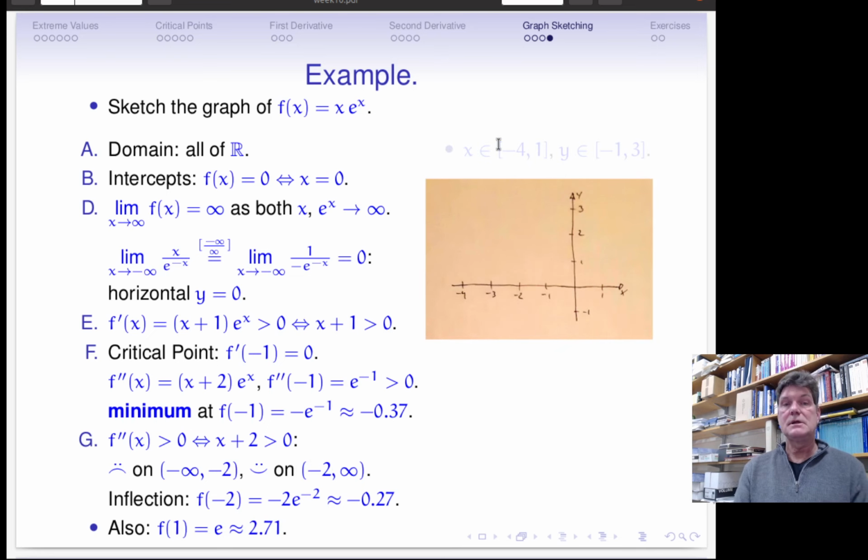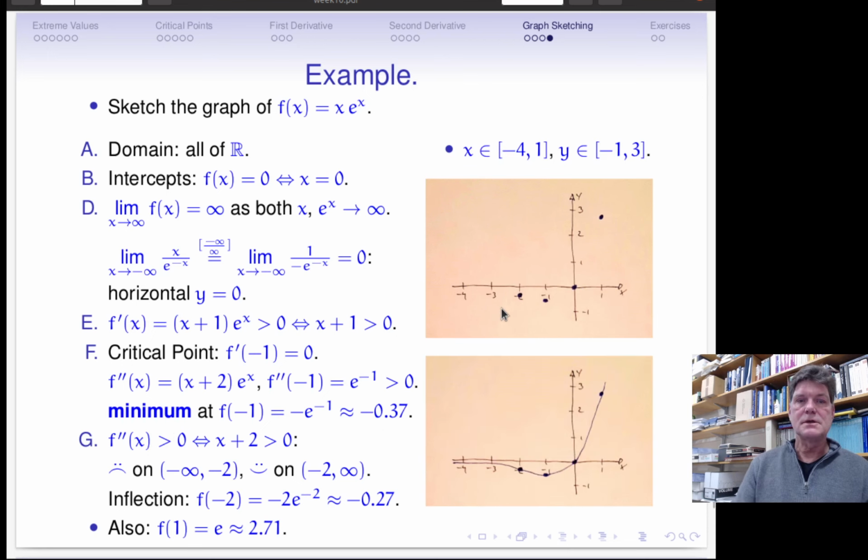We set up an xy coordinate system with these intervals in mind, throw in the points that we've calculated at minus 2, minus 1, 0 and 1, and then using the bendiness, the concavity of the graph and where it's increasing and decreasing. So it's decreasing up to minus 1, it's bending downward up to minus 2, one can join these dots and get the sketch of the graph.